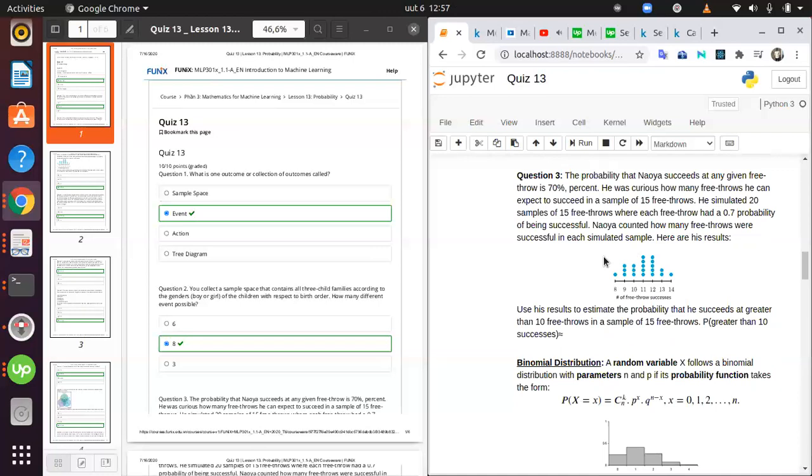When he starts, he makes 15 throws, and at the end he counts the number of successes. He did it again, 15 throws, until he reached 20. And if you count the number of points on this graph, you will see that they sum up to 20. Oh, hang on. Maybe I misunderstood something. Okay, the probability of success at a given throw is 70%. I got this. He was curious how many free throws he can expect to succeed, in a table of 15 free throws.